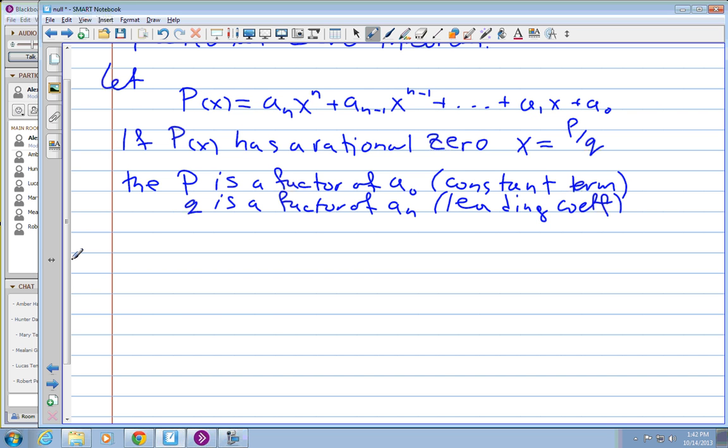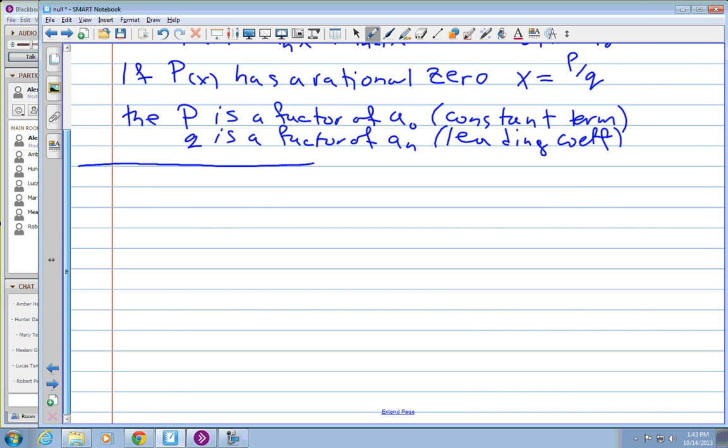So let's say a sub 0 equals 8, okay? And I was actually going to do an example to explain it in great detail, but what are the factors of 8? 2, 4, 1, and 8, and plus or minus. We're going to consider that. So which integers divide 8? Plus or minus 1, plus or minus 2, plus or minus 4, plus or minus 8. So those would be the factors of 8. So let me give you just an example.